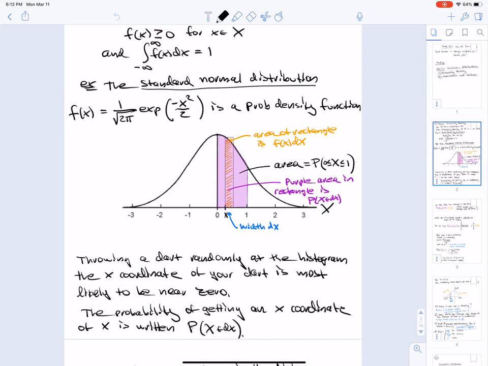The probability of getting an x-coordinate, so the probability of getting x in a small width dx is shown by this orange rectangle, or actually it's the purple inside this orange rectangle.